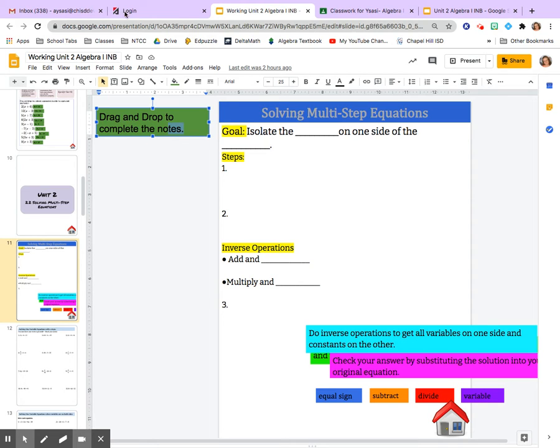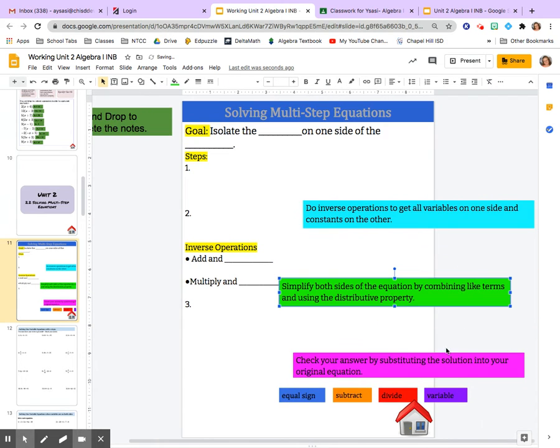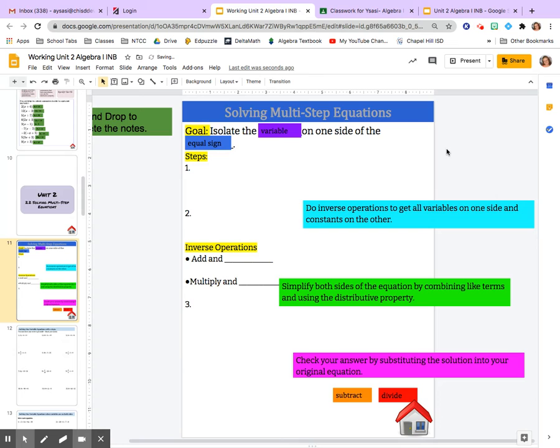We are solving equations. So we have all of these that we need to move around. Okay, so isolate the blank on one side of the blank. When we solve equations, our goal is to isolate the variable on one side of the equal sign. There we go. So our steps, so let's look at, these are our 3 steps. We got to put them in order.